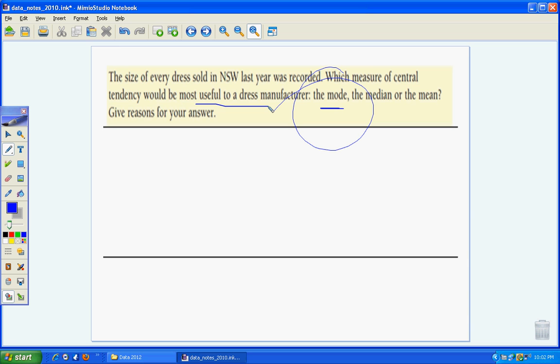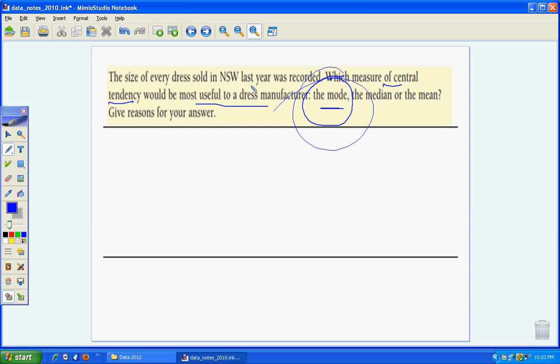So again, outliers can affect it. You're not going to take the mean because the mean size might not be the most popular. You're looking at which dress gets sold the most. If a size 12 gets sold the most, you're going to make more size 12s because that gets sold the most. So you're going to look at the mode. That's going to be the most important in this situation. That's the best measure of central tendency. That's the best average in this case to take.